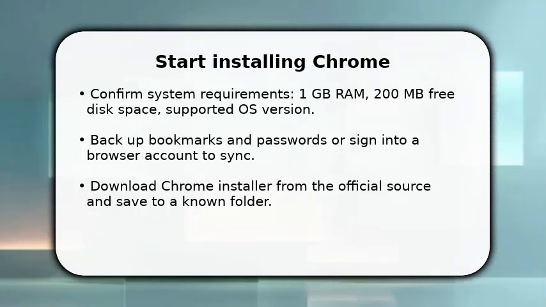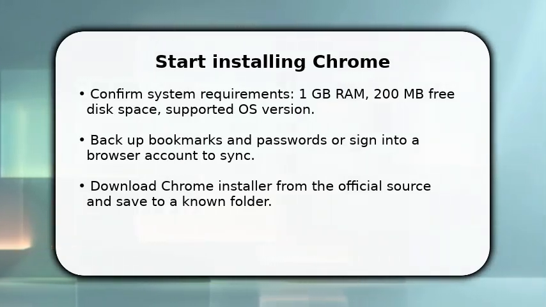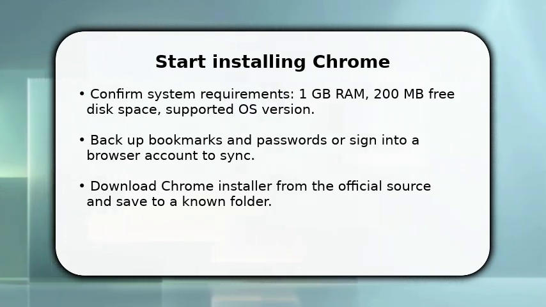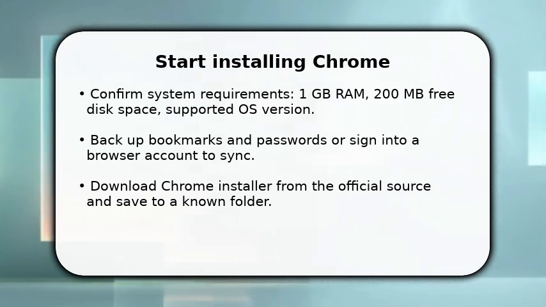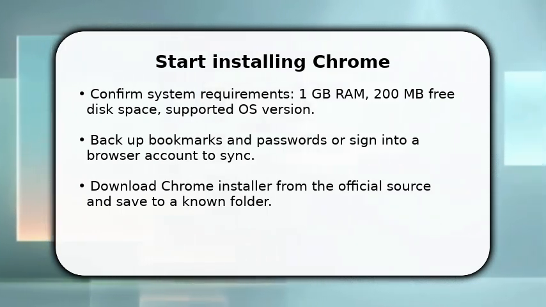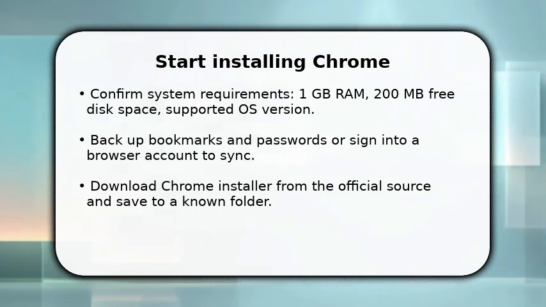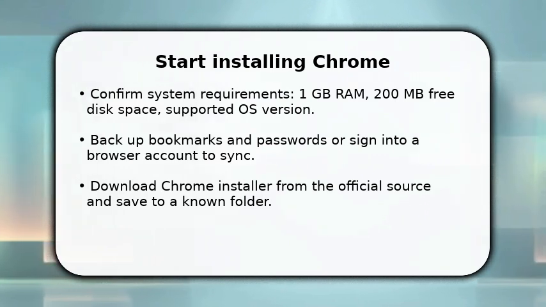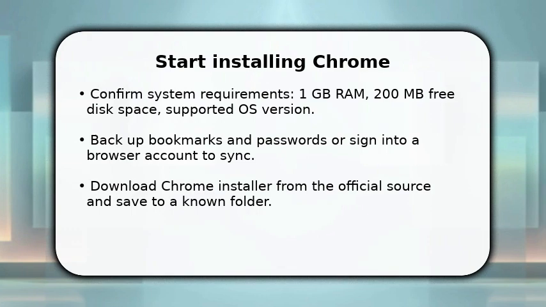You'll begin by ensuring your device meets basic requirements and that critical browser data is saved. Make sure bookmarks or passwords are synced to an account or exported. Next, open your current browser, navigate to the official Chrome download page, and click the installer link. Once the file finishes downloading, locate it in Downloads or your chosen folder and double-click to run the installer. This starts the setup and prepares Chrome for configuration.